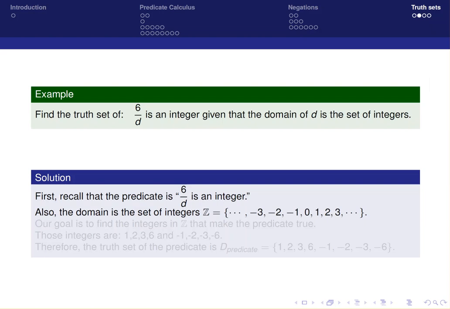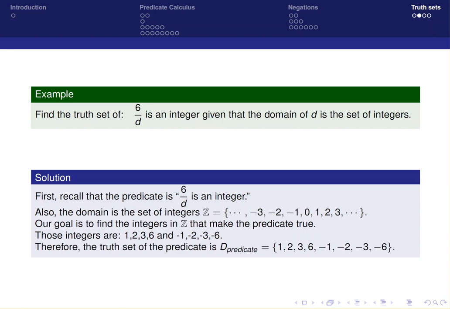And my goal is to figure out which numbers in that list make the predicate true. The numbers in the list that make the predicate true are the numbers 1, 2, 3, 6, and negative 1, negative 2, negative 3, and negative 6. Therefore, the truth set is going to be exactly those values.